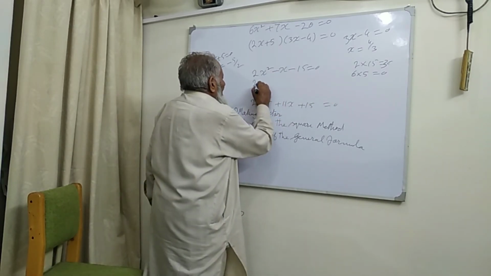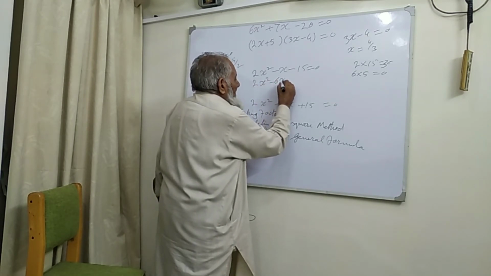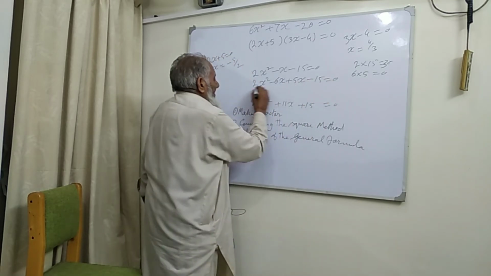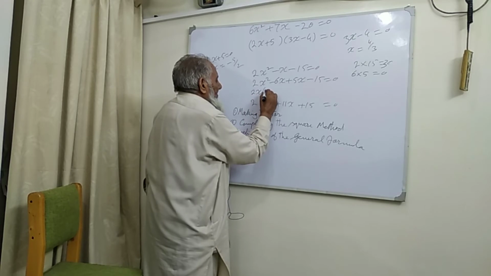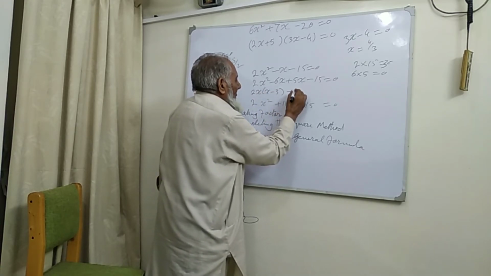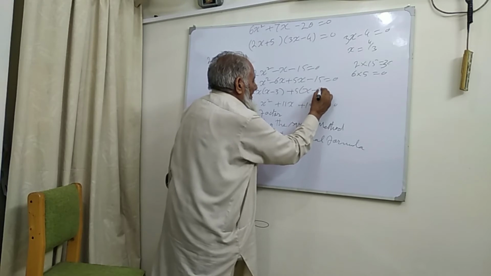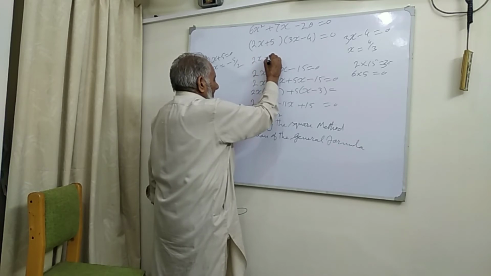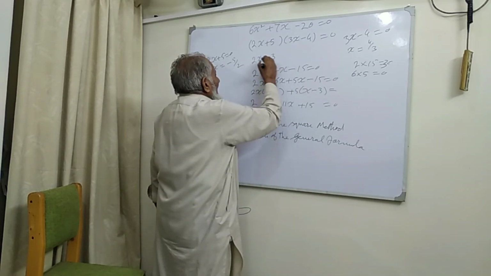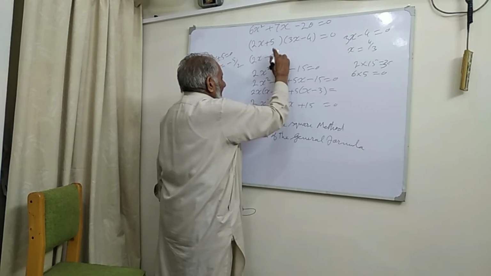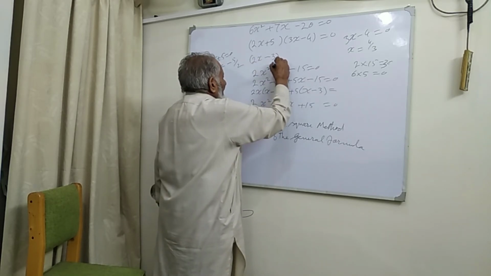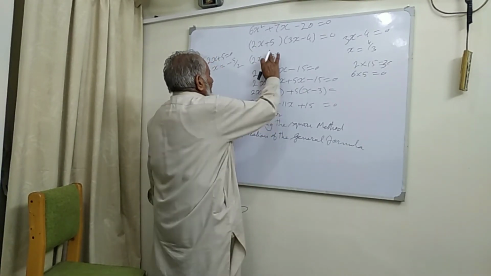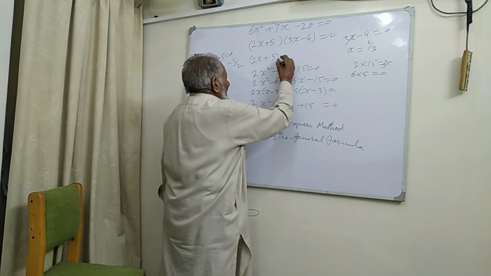So I write this as 2x square minus 6x plus 5x minus 15 equal to 0. Taking 2x common, I get x minus 3, and taking 5 common, I get x minus 3, and the factors are 2x plus 5 multiplied by x minus 3.